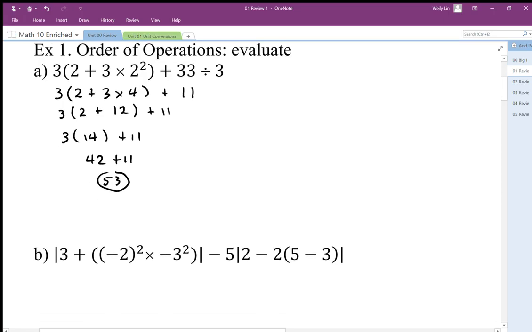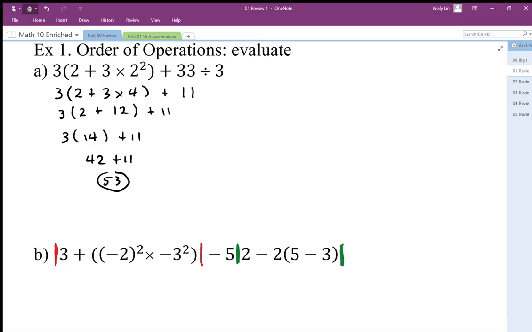Here we have absolute value, and what absolute value does is it changes the number inside into a positive. If it's positive, it stays positive. If it's negative, we change it to positive. Now it's important to make sure you can pair up the absolute value brackets. So those ones are a pair, and these ones are a pair. Okay, we don't want to interpret that as absolute value of -5 because that's not true.